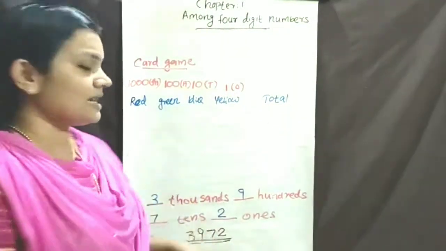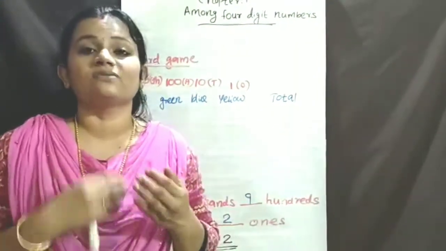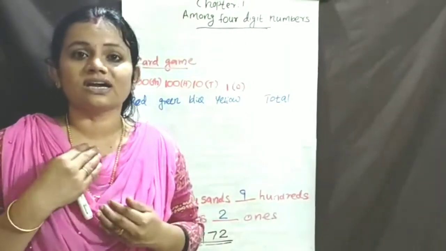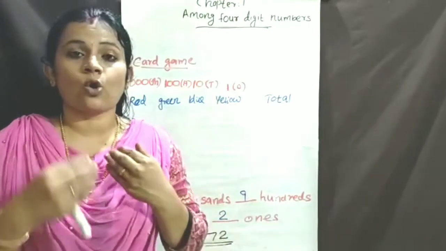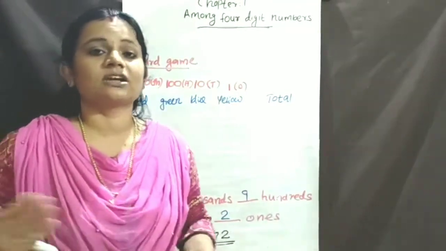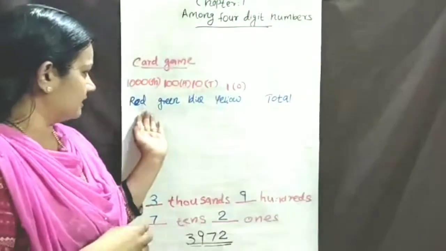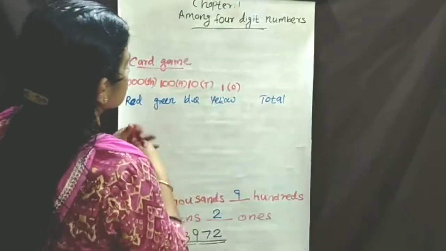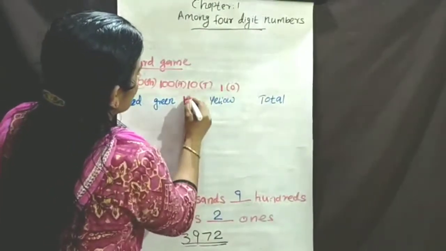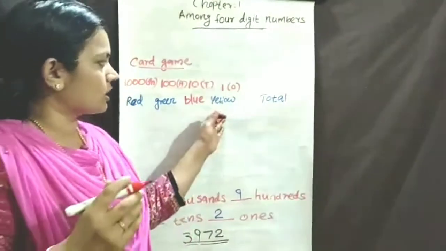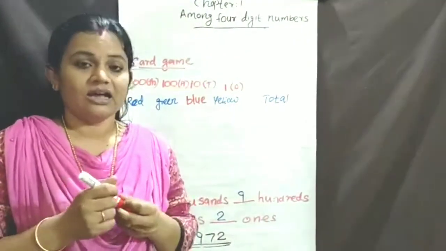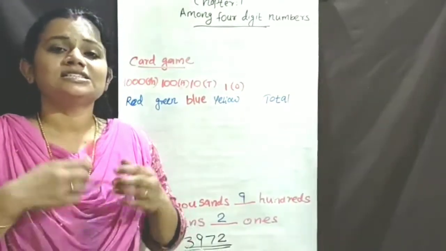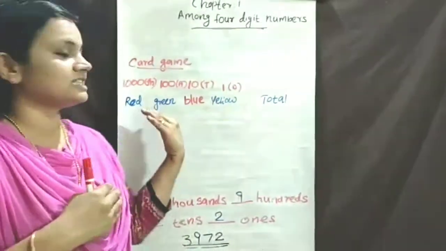Then the next one: some students are playing with cards. In a box there are so many cards. What are the card colors? Red cards, green cards, blue cards, yellow cards. So many cards are given. That box has cards of many colors. The students allotted some points to each color.